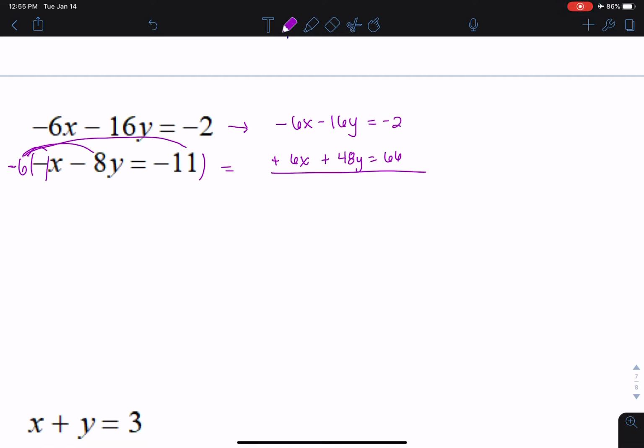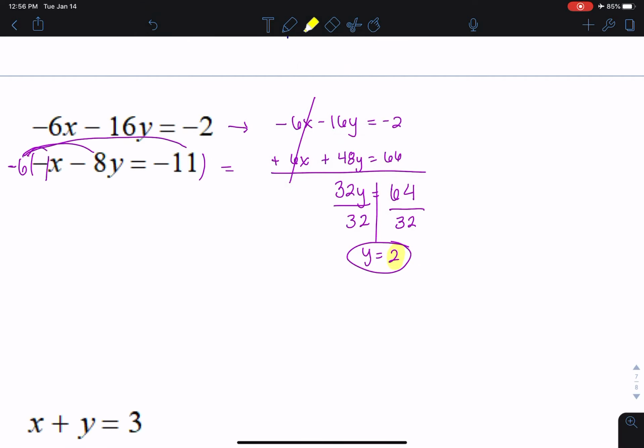All right, so now when I add them, negative 6 plus 6 cancels the x's. Negative 16 plus 48 is 32. So I have 32y equals negative 2 plus 66, which is 64. To get y alone, I'm going to divide by 32. So I end up with y equals 2. Now, use that.